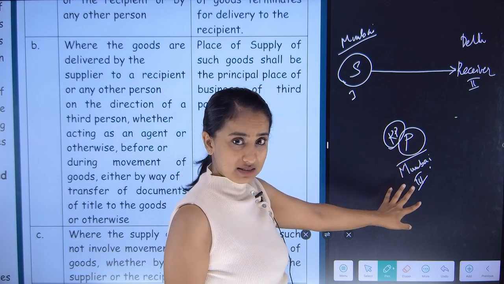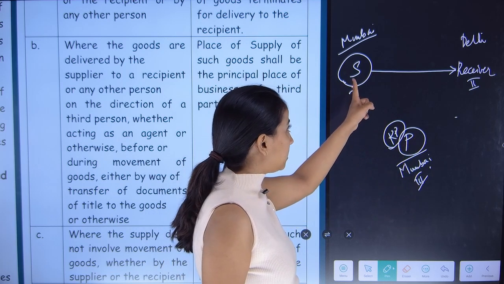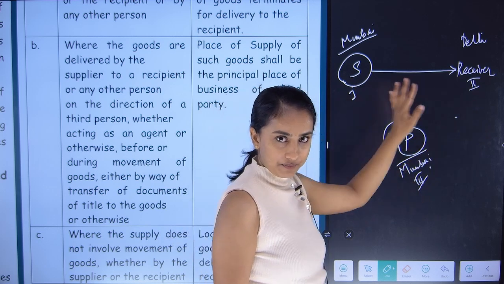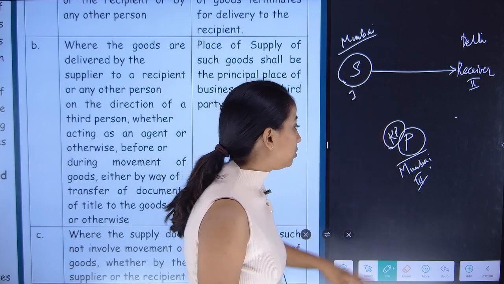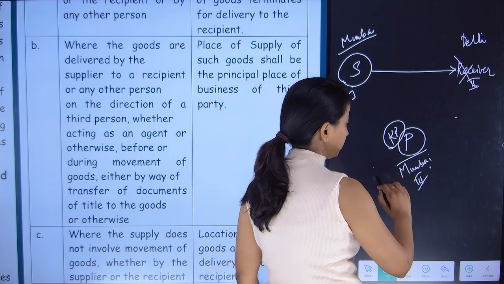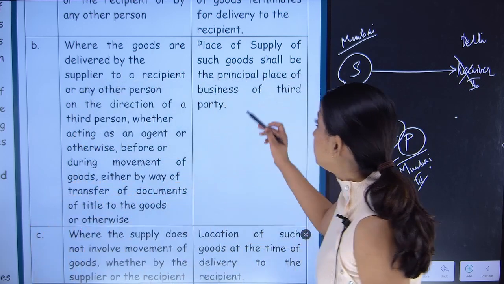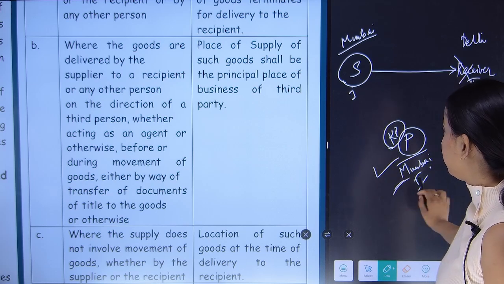So in this case, on the instruction of the third party, the seller is sending the goods to another party, correct? Simple. So the actual transaction is between these two people. So the place of supply will not be the place of delivery, not this but this. Clear? Simple terms I'm telling you. So place of supply shall be the principal place of business of the third party. This.